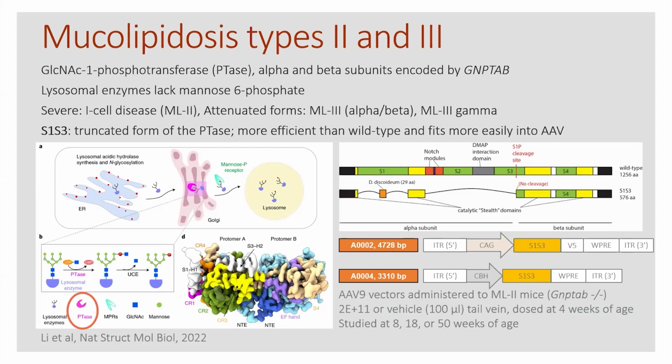This was done by M6P Therapeutics under a CAG, or chicken beta actin, promoter. And these were encapsulated into AAV9. These vectors were administered into an ML2 mouse model that we had with the Kornfeld lab. This is a knockout for GNPTAB. And we administered this gene therapy intravenously at 2 × 10^11 into the tail vein at 4 weeks of age in the mice.